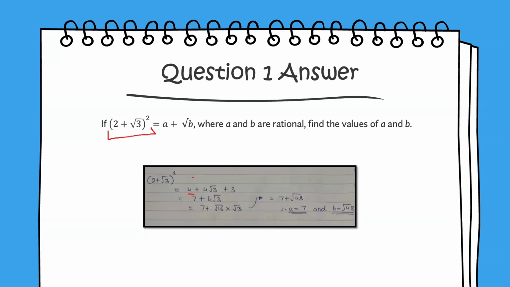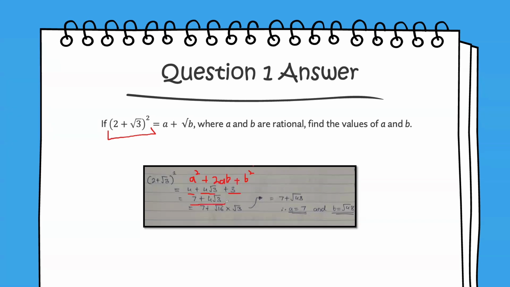So remember, this is our a squared plus 2ab plus b squared, if you guys remember that. So a squared is 4, 2ab is 2 times root 3, which is 4 root 3. And then root 3 squared is 3. Okay? So 4 plus 3 is obviously 7. So we've got 7 plus 4 root 3.